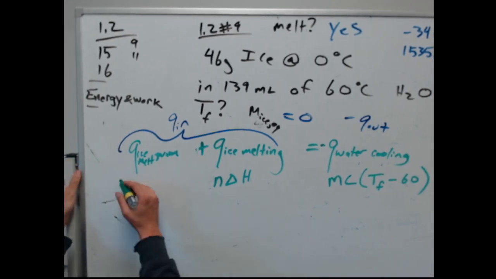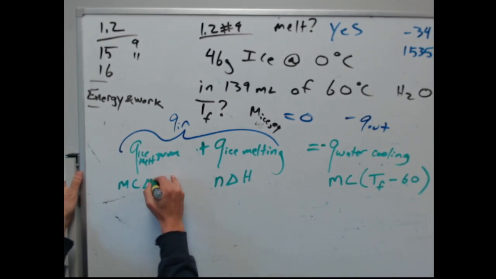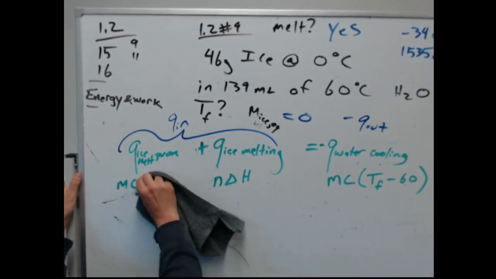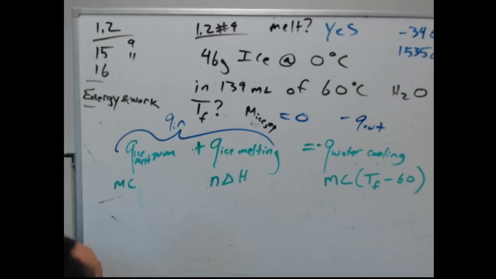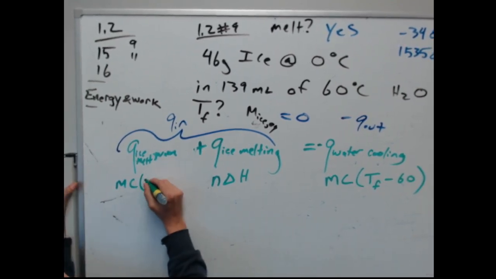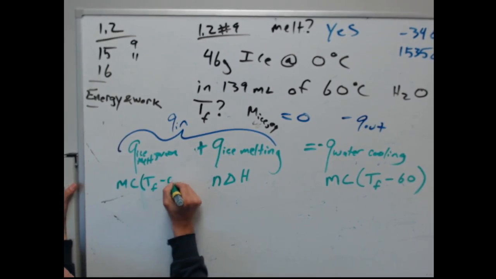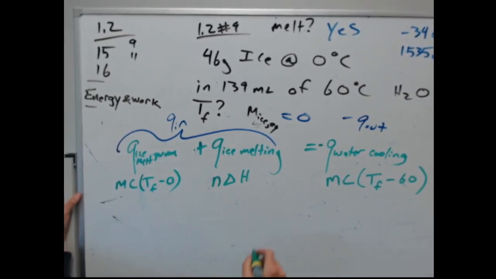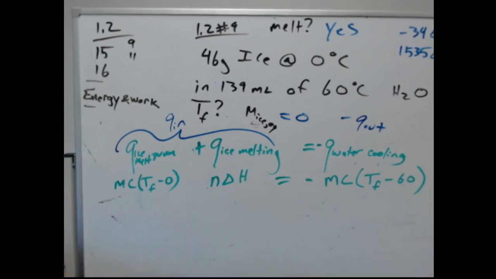Same thing, right? This is also going to be an MC delta T. Well, let me plug in my delta T terms, right? T final minus T initial. T final, still not known. T initial in this case is 0. These things are equal and opposite to each other.